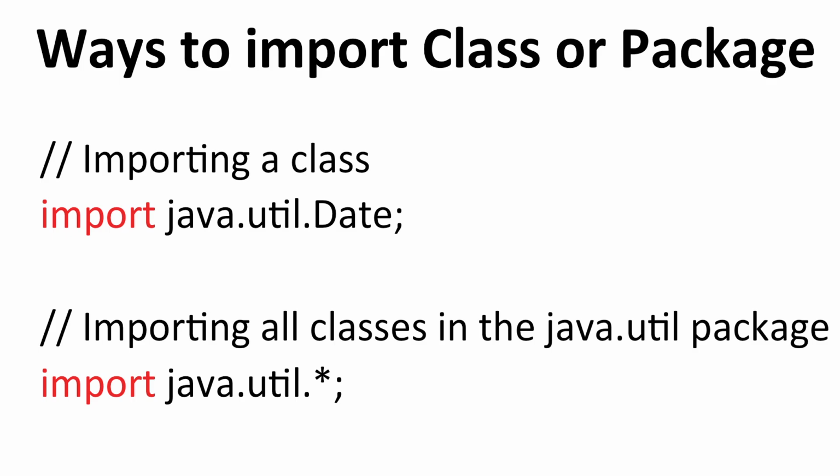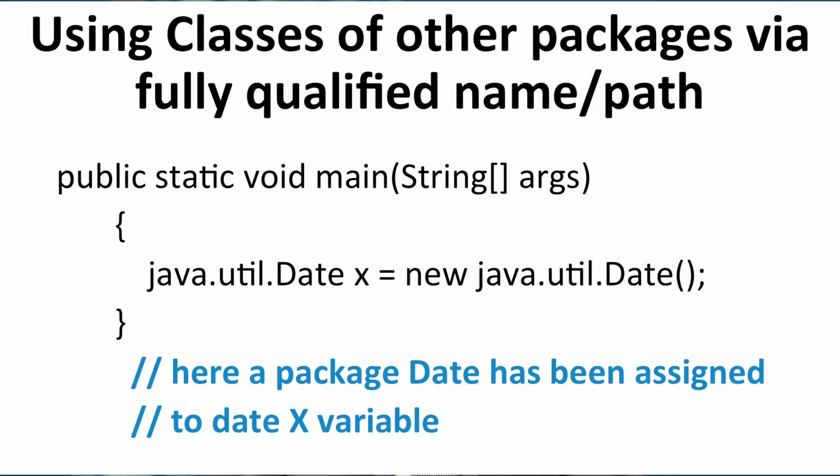Importing all classes in the java.util package. This is the case when we want to use all the classes of the java.util package, importing all classes present under util. So what do we have to write? We will write import java.util.*. This statement enables us to import all the classes in the java.util package. Now, using classes of other packages via the fully qualified name or path.